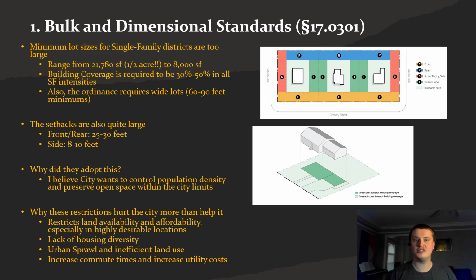And the ordinance also requires setbacks that are quite large. They can range from 25 to 30 feet in the front and rear, and 8 to 10 on the side. Now, I believe the city wanted to control population density and preserve open space in the city limits. That's my guess as to why they're so big.